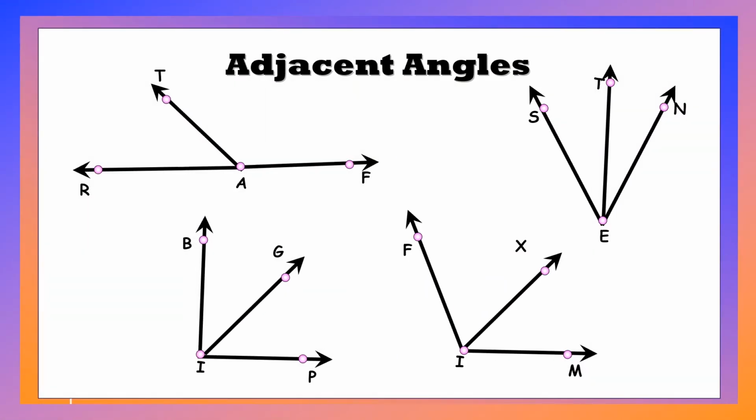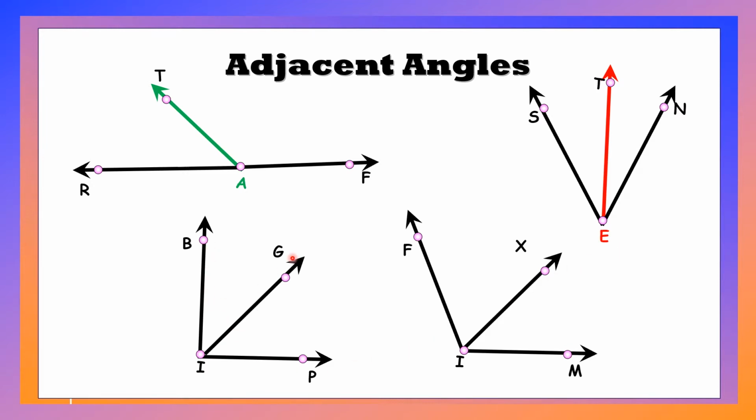These are examples of adjacent angles. Angle RAT and angle FAT are adjacent angles. The common side is ray AT and the common vertex is A. Another adjacent angles, we have angle SET and angle NET. The common side is ray ET and the common vertex is E.